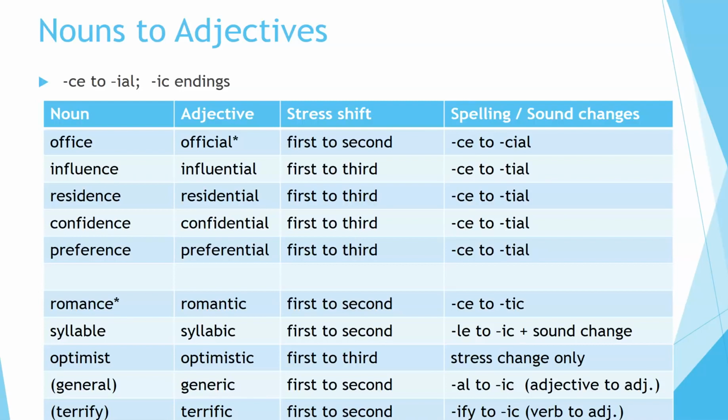And the last one is actually a verb, terrify, to terrific. I put these together because they all have the IC ending in the adjective form. The stress goes from the first to the second syllable. IFY is a verb ending to IC. So we go from verb to adjective to form the IC ending on the adjective.